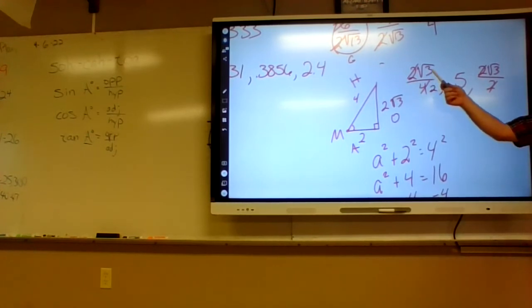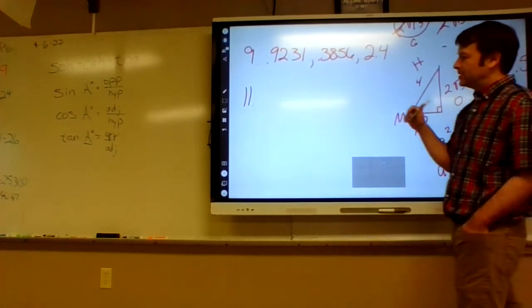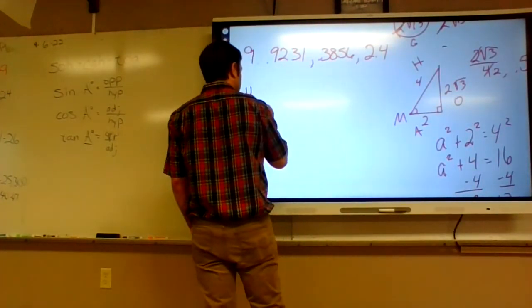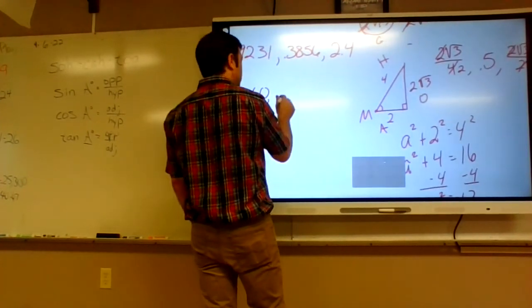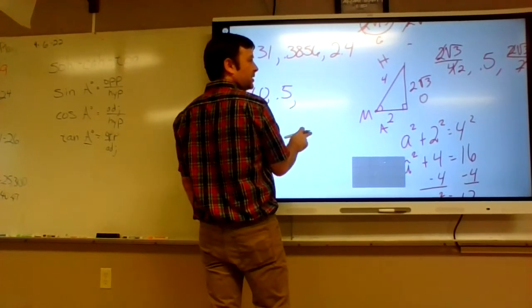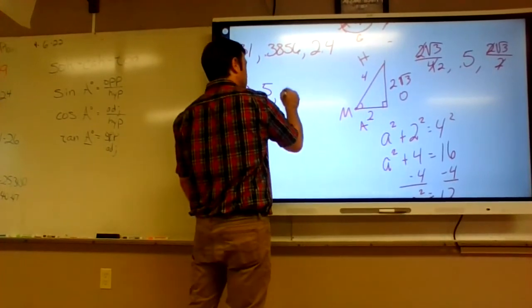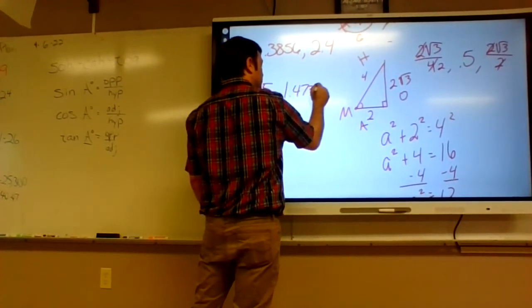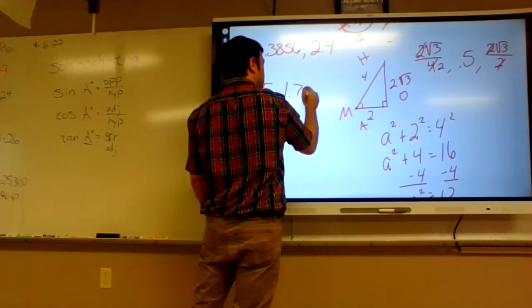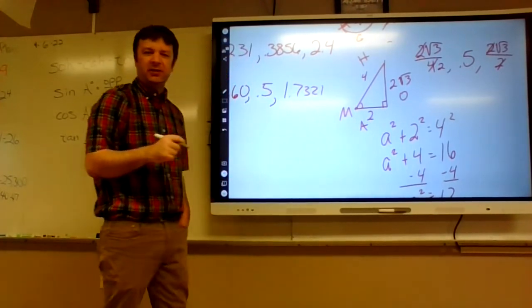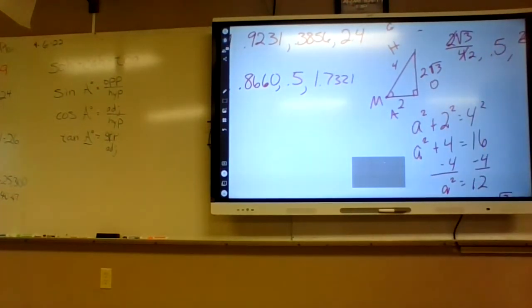So, has anybody plugged this first one in? What's square root of 3 divided by 2? Nobody has yet? 0.8660. Okay, and then the next one's 0.5, we don't need to plug that one in the calculator. And the last one is square root of 3, 1.7321. There, I think I wrote it right?